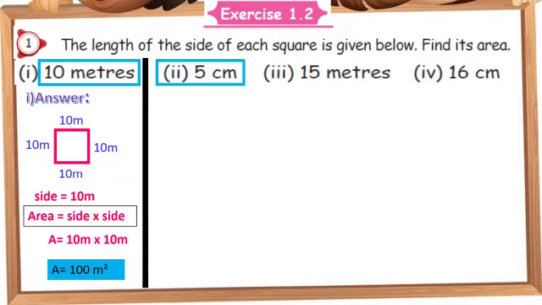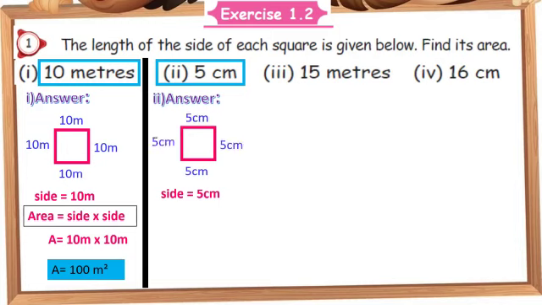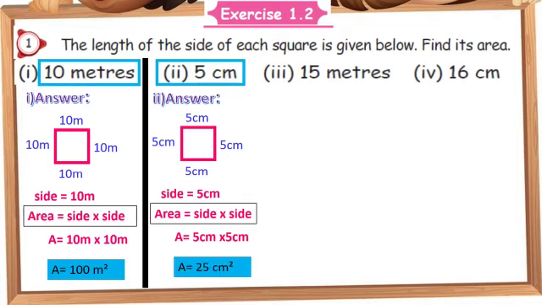So come to the second sum, 5 centimeter. Here also the same mark. Just to do as it is, draw one square shape and then mark it as 5 centimeter in all those sides. As usual, write the formula area equal to side into side. Then find the area, 5 centimeter into 5 centimeter. So 25 centimeter square. Right? Easy, isn't it? Likewise, third sum 15 meters.